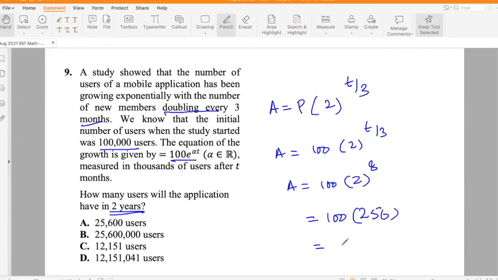So it will be 25600 and then measured in thousands. So 25600 users. So B.